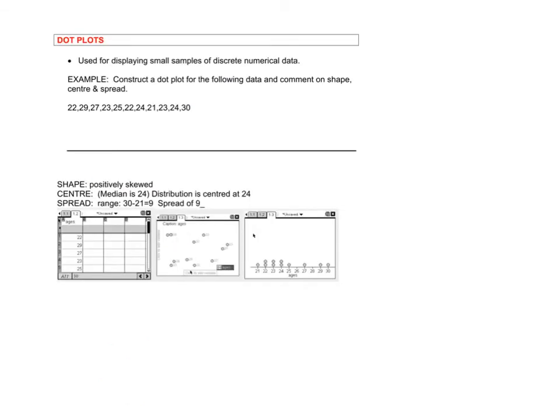Okay, dot plots are very easy to do. Your calculator shoves them up straight away when you go to select a graph. But you wouldn't use a dot plot on a massive amount of data. You shouldn't really. It's not a very good representation. So only for small amounts of data.